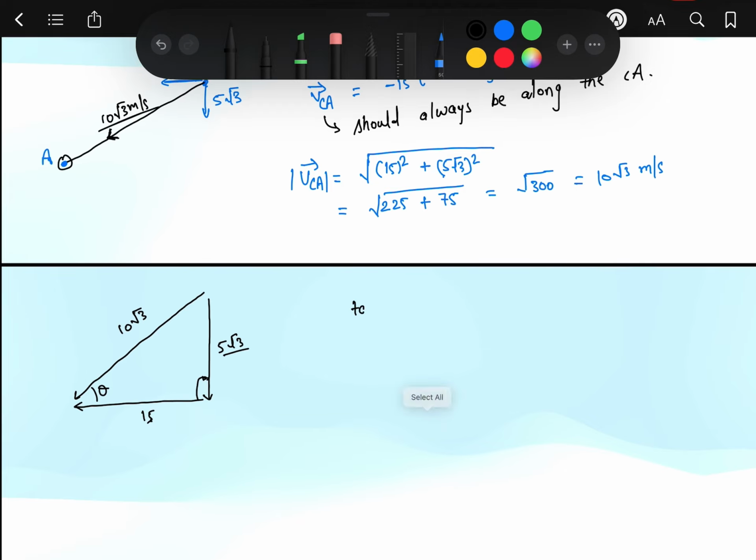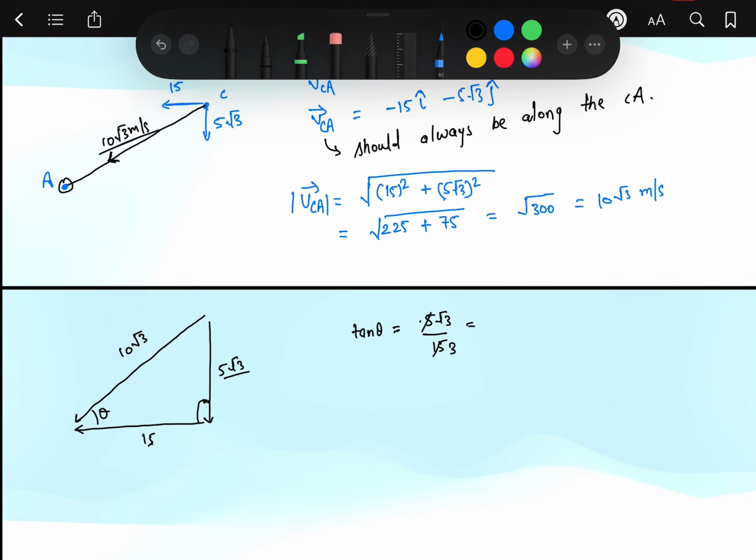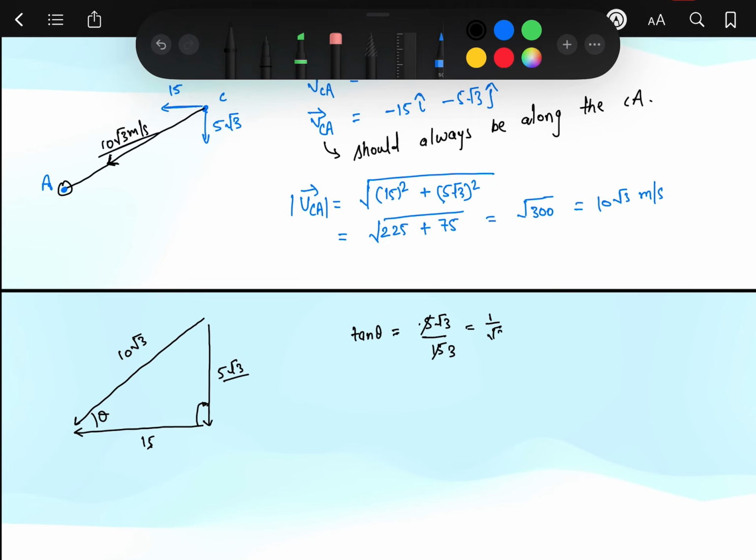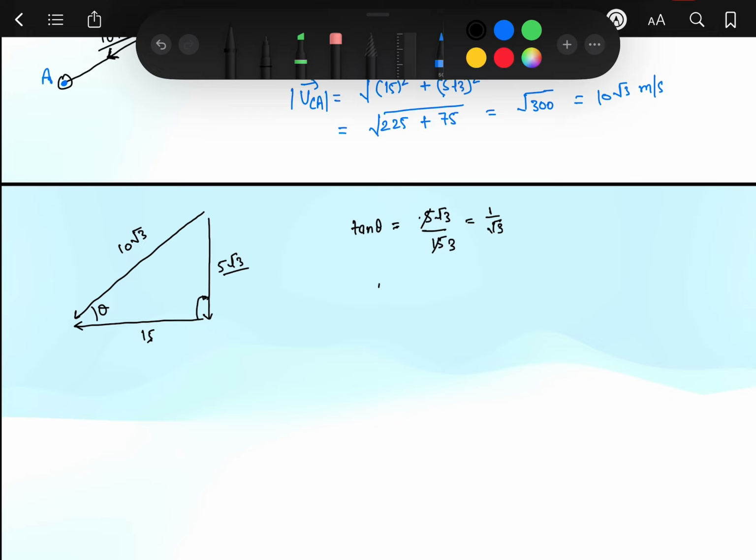So tangent theta in this vector triangle is perpendicular divided by base, that is 5 root 3 divided by 15. So this will be 1 by root 3. Tangent theta is equal to 1 by root 3, or theta we can write as 30 degree.